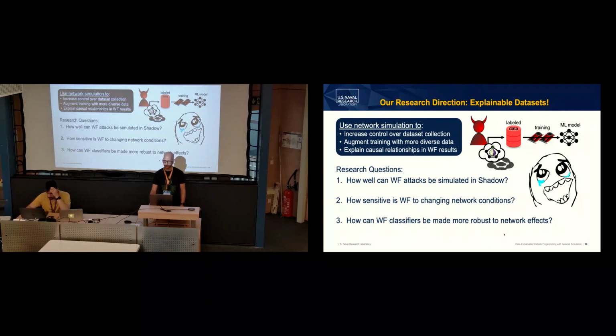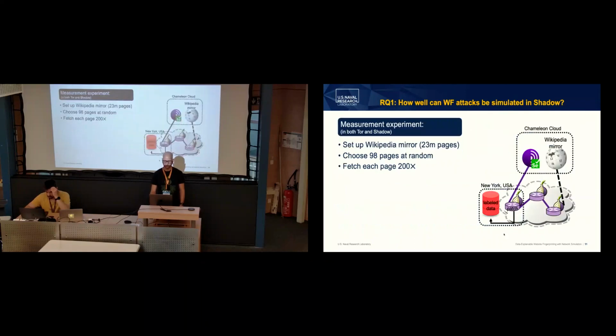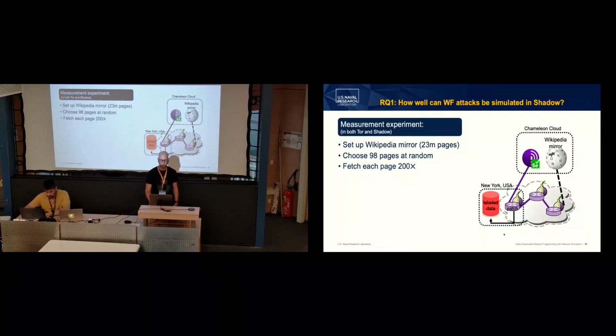So we have 3 research questions that we explore in the paper. How well can we do this in Shadow? We're going to use Shadow for simulating things. How sensitive is website fingerprinting to changes in network conditions? And how can classifiers be made more robust to network effects? So the first research question, how can we do this in Shadow?